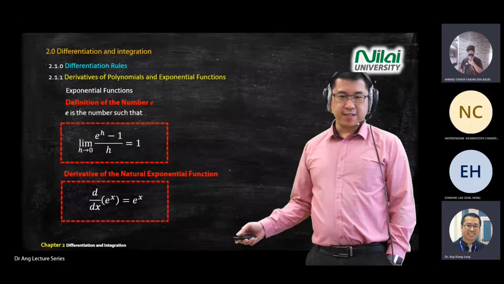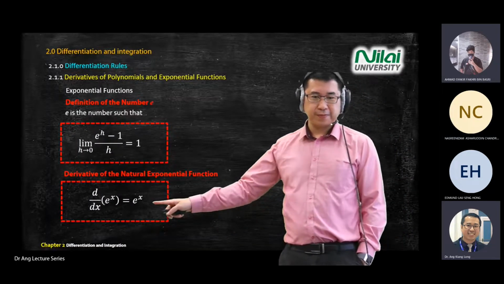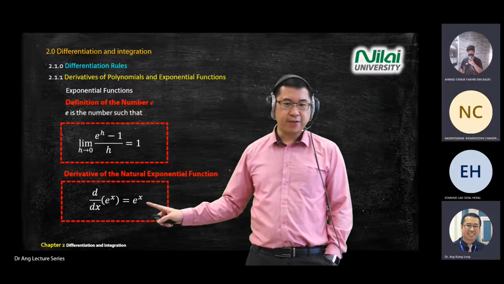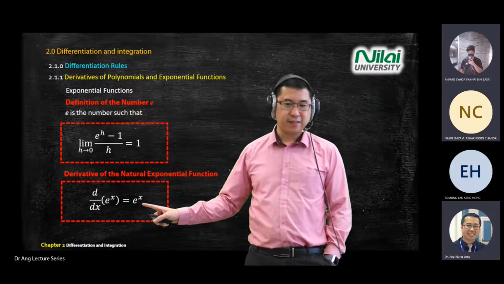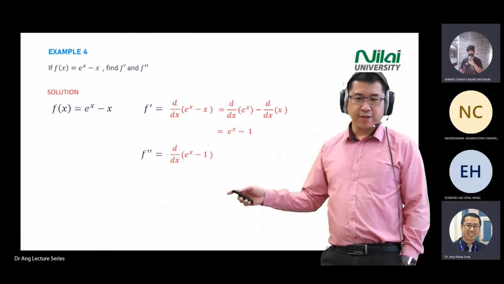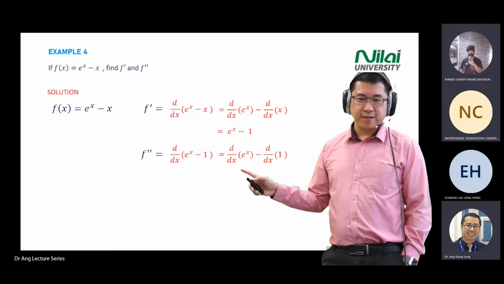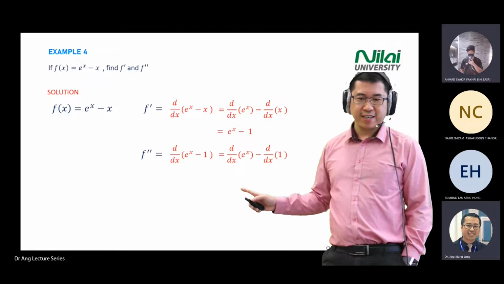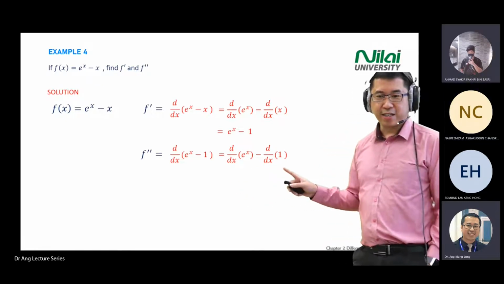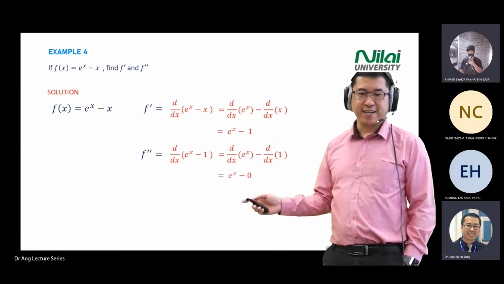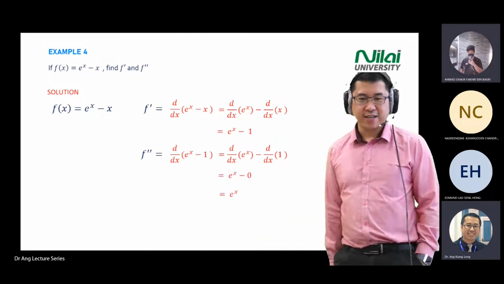What does this slide tell you? Derivative. You differentiate e^x, what do you get? e^x. Back to this question. You differentiate one more time, so you break into two. e^x equals what? e^x. Then this one is 0, you experienced it already. So the answer is what? e^x. Yes. Okay.